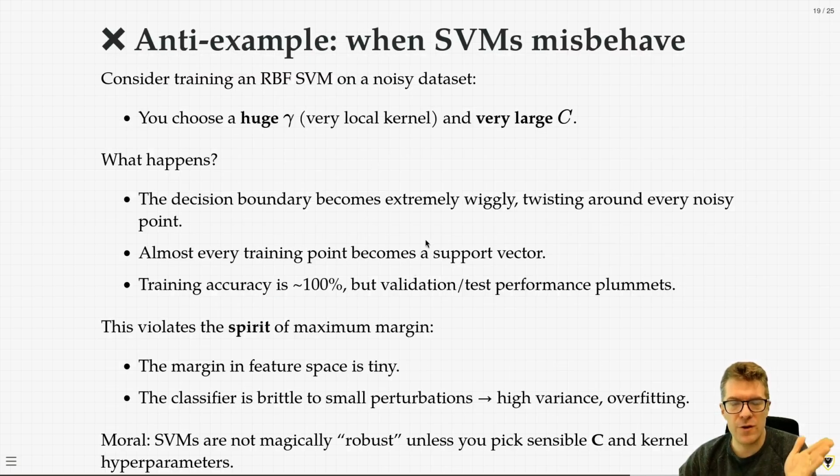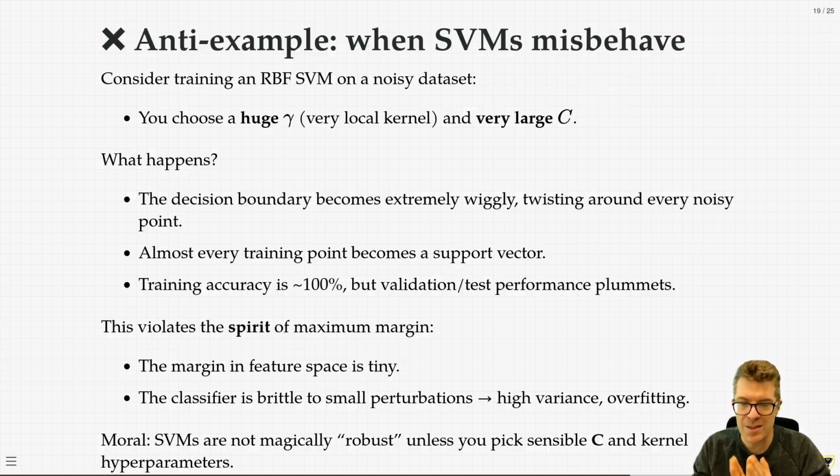So yeah, if you add a lot of noise, make gamma massive, make C massive, you're going to see this kind of behavior. Almost every training point will suddenly become a support vector. Training accuracy will get bigger. It might even go to 100%, but the validation test performance will plummet. So you'll see a table like we saw before, but you'll see this kind of divergence between the training accuracy and the validation accuracy. This will violate the spirit of the maximum margin.